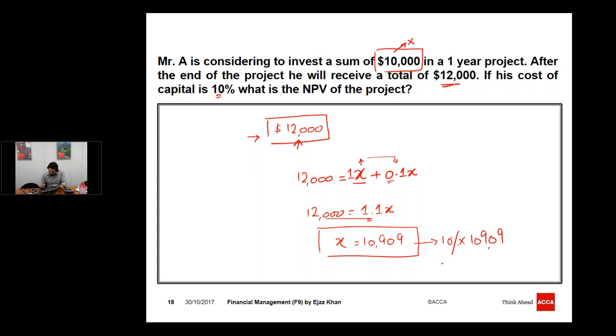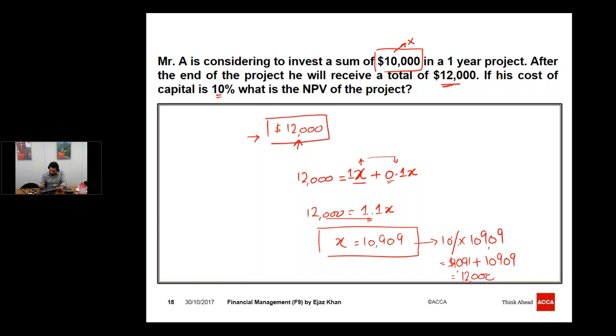$1,091. Okay. 1,091 is the amount of interest, the amount of return that he wants to generate, right? So 1,091 plus the 10,909 that he has invested. Is it equal to 12,000? Yes, it is equal to 12,000.